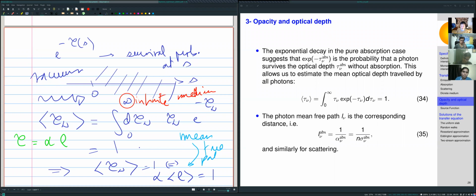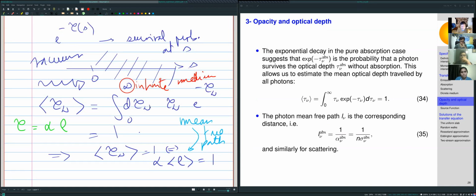So the average distance that a photon will travel before being absorbed, that is the average optical depth defined this way. We're integrating over all possible optical depth values, and we're taking the average of the optical depth given this distribution. So this is a probability density, per interval of optical depth. That's why I got confused earlier on, because this is dimensionless, and this is a density and also a probability, both things.